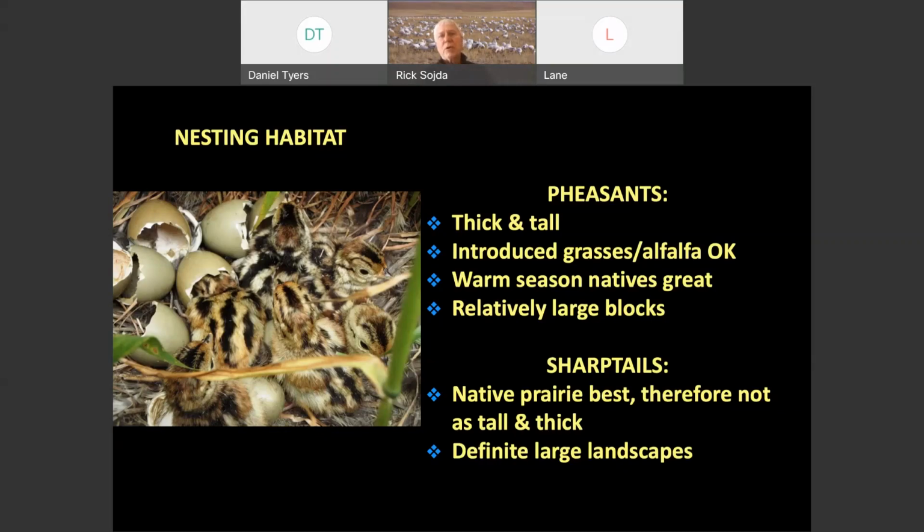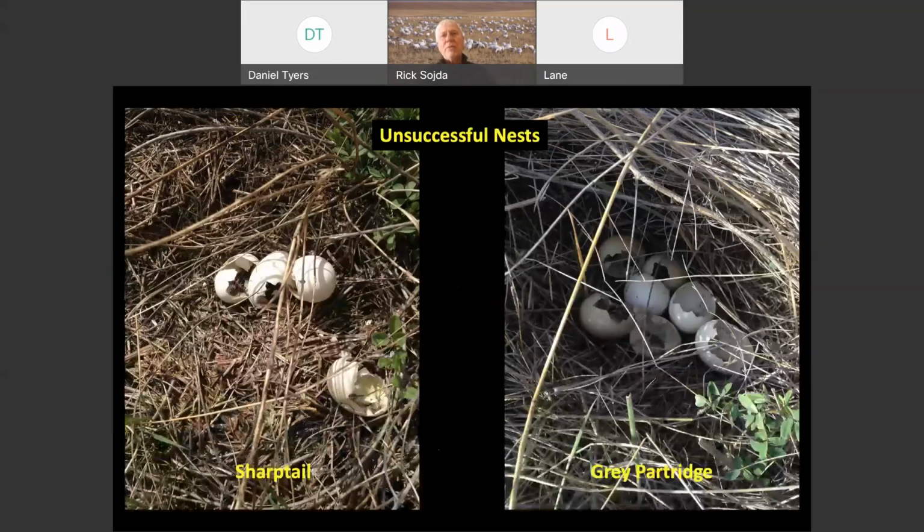Relatively large blocks are always good. That reduces the amount of predation. It also gives more acres for birds to lay nests in. Sharptails, native prairie is really the best cover you can imagine. It's not near as tall and thick, where this is midgrass prairie and shortgrass prairie country here. So it's not going to be that thick and tall like we need for pheasants. But you definitely need large landscapes for sharptails. And we'll talk a little bit about why that's true.